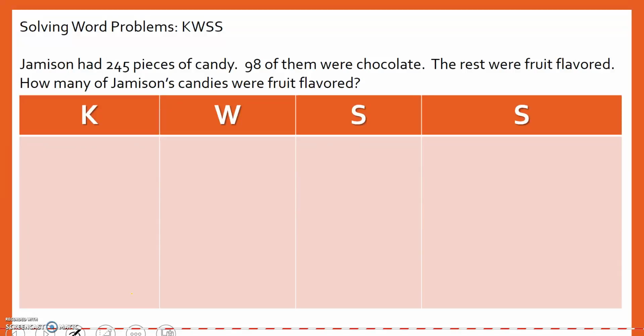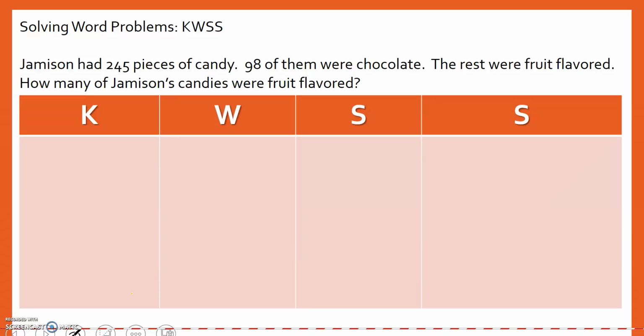Here's our KWSS chart already set out for us. So let's read the word problem. Jameson had 245 pieces of candy. 98 of them were chocolate. The rest were fruit flavored. How many of Jameson's candies were fruit flavored? So I want you to pause the video and think about, what do you already know in this problem?